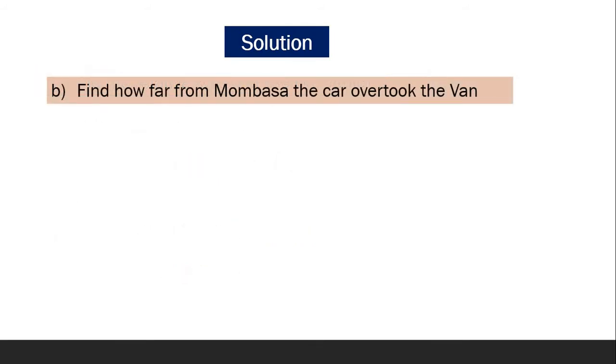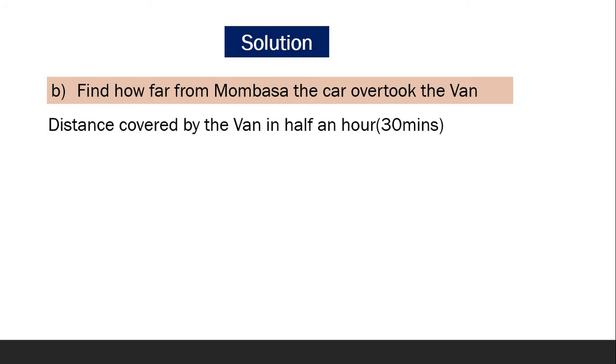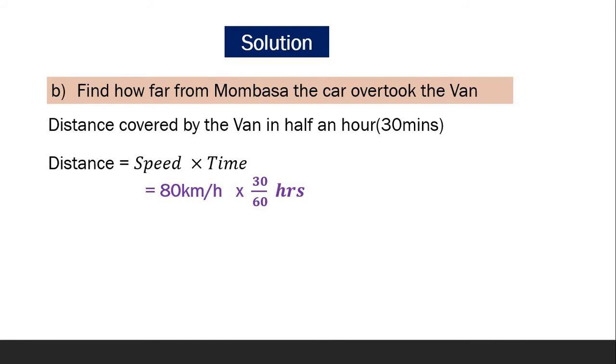B. How far from Mombasa did the car overtake the van? Before we apply the relative speed, we need first to find the distance which was covered by the van in half an hour. So distance is given as speed times time, and the speed of the van is 80 kilometers per hour times half an hour, which is 30 over 60. So we have converted 30 minutes to hours. That gives us 40 kilometers. That means the van had already moved 40 kilometers. So when the car started, the van was 40 kilometers away.